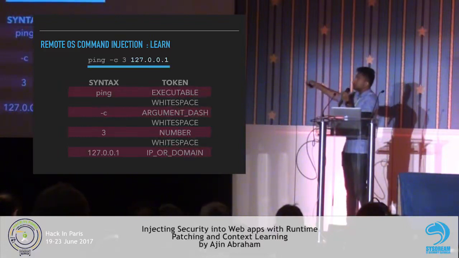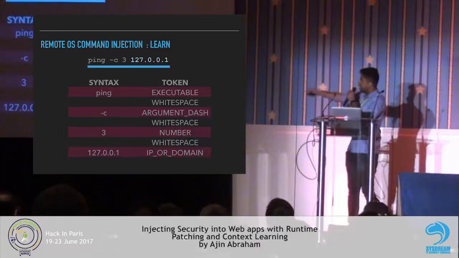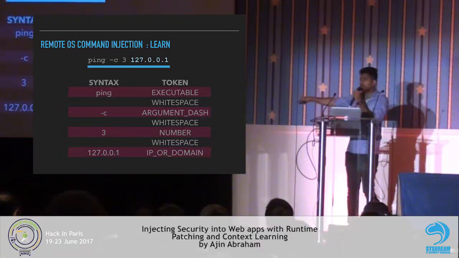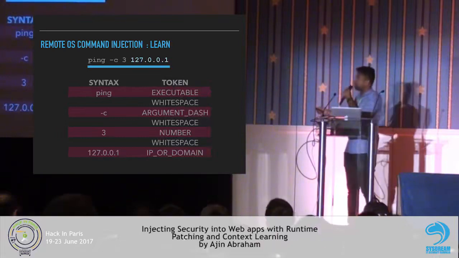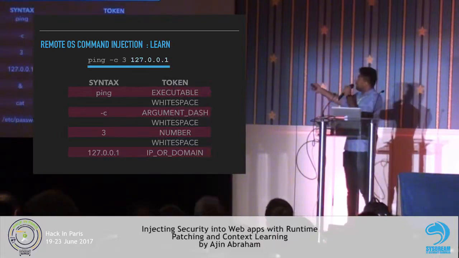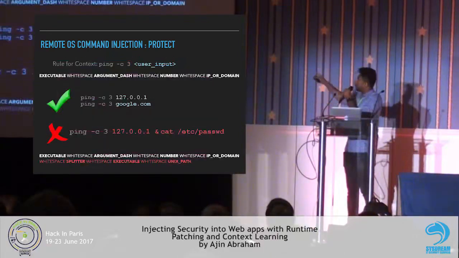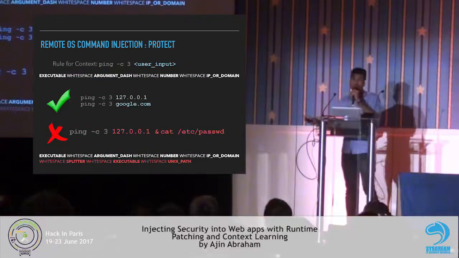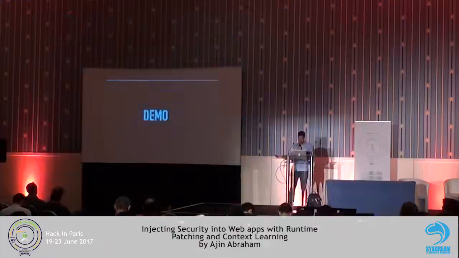It all depends upon how you designed your lexer as well. This lexer is a little bit intelligent. It can actually identify the localhost IP as an IP or domain. So even if you give a domain there, it will still classify it as an IP or domain. And the moment you give a different command which alters the structure, it will block. So for the context ping minus C3 user input, it will allow you to have ping minus C3 127.0.0.1 or Google or any other thing. The moment you try to inject an alternate command, it will block you. Let's see a demo of that as well.